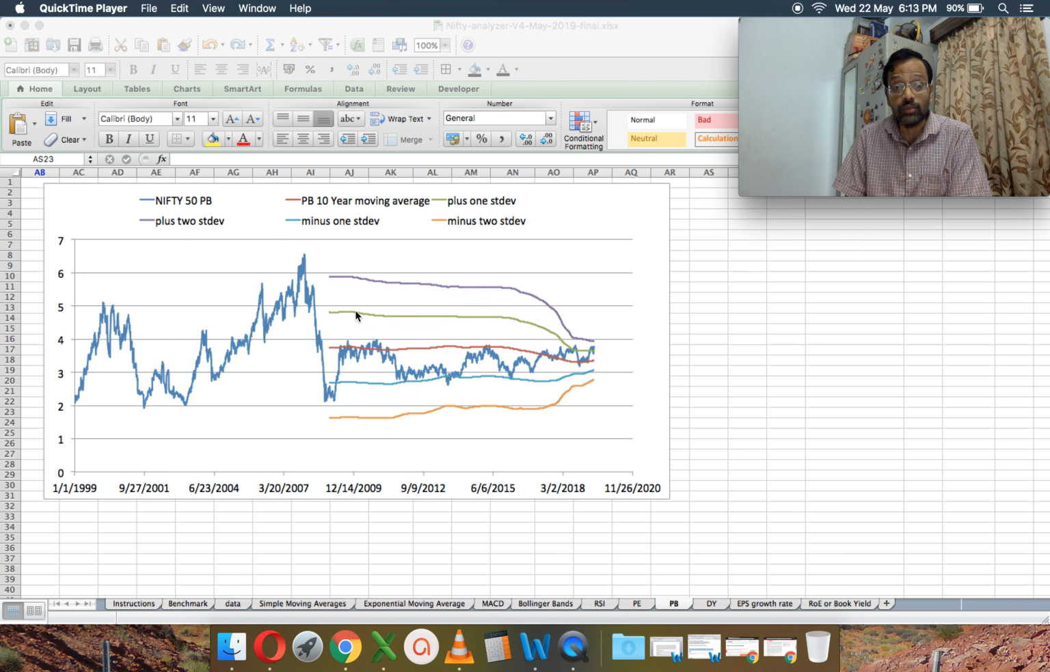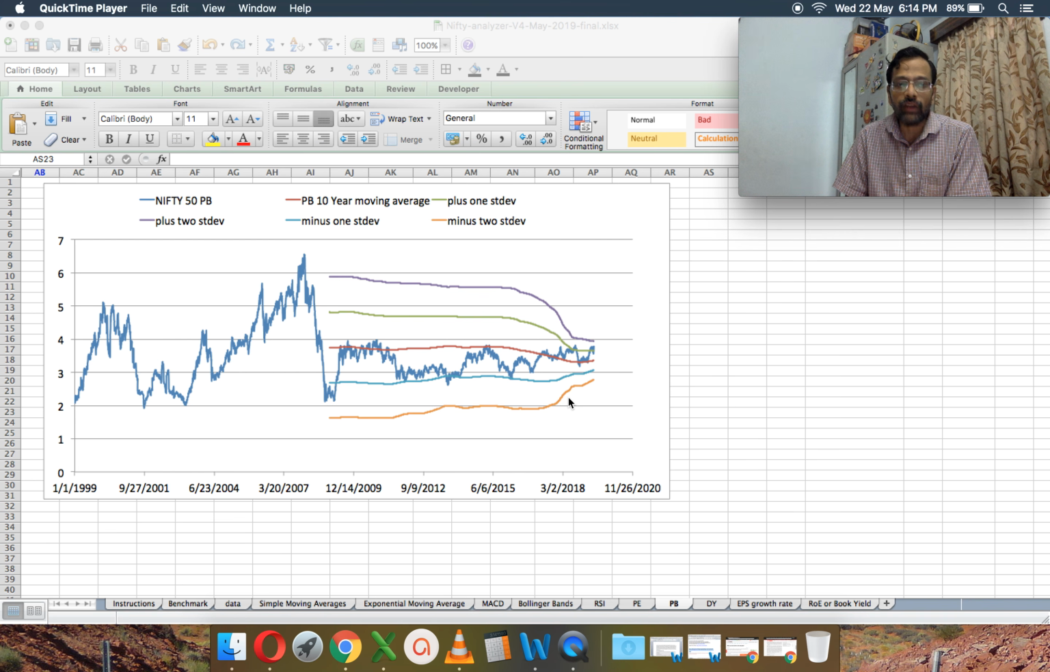Notice that the price to book value has never hit two standard deviations above either. It has recently, you can notice, and it has corrected in the past even when it was average. Even when the price to book value was average, it has corrected. And only once has it touched the one standard deviation line, and notice that the one standard deviation lines have converged quite significantly in the last couple of years.